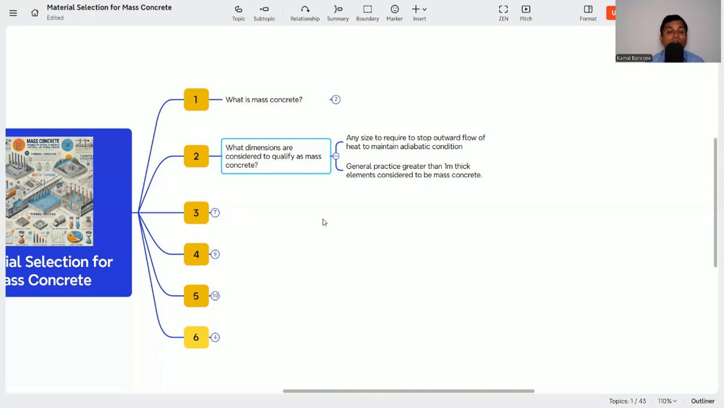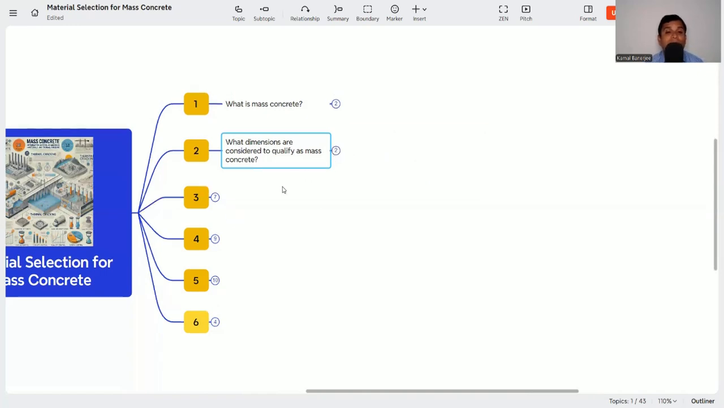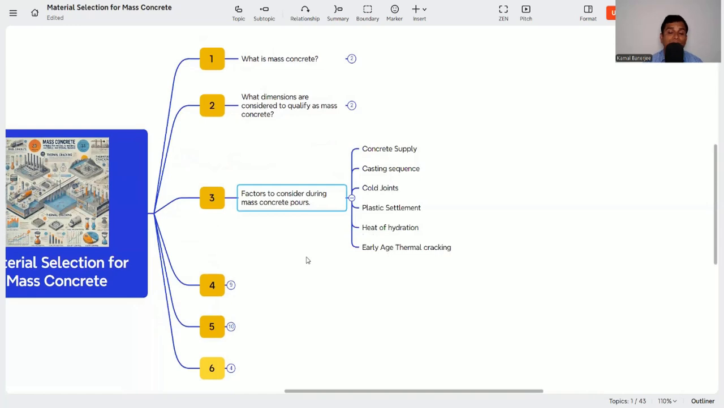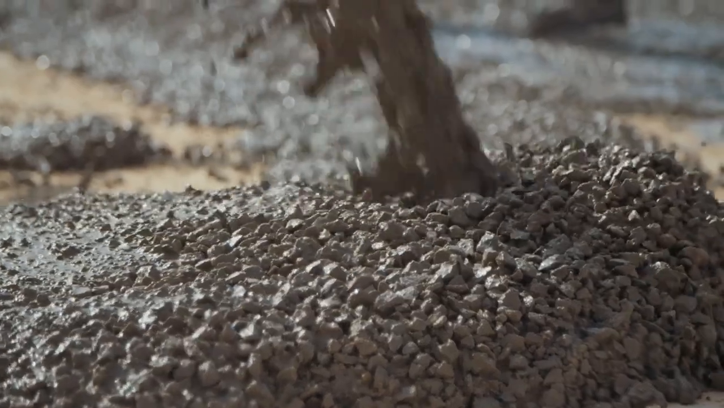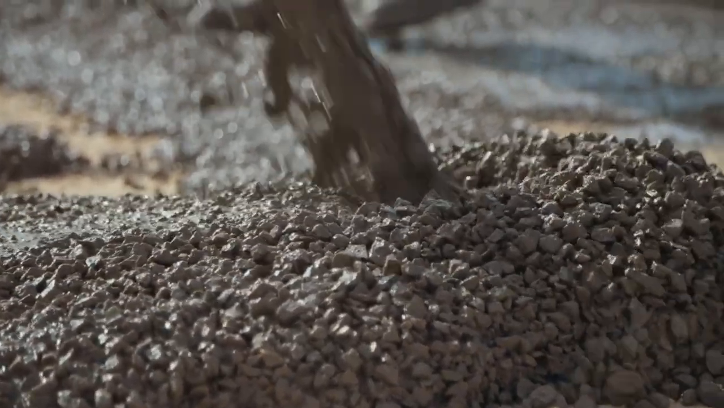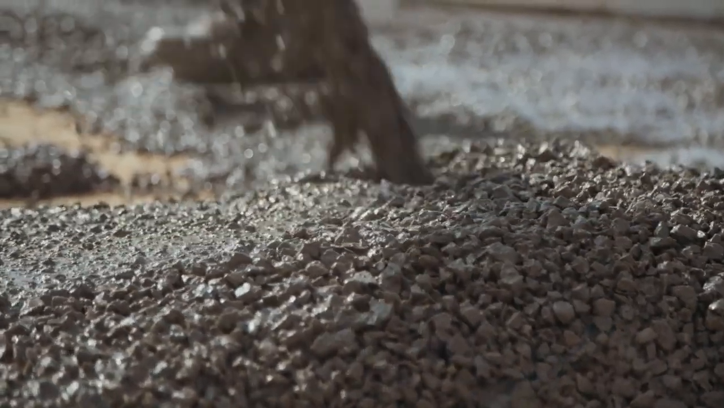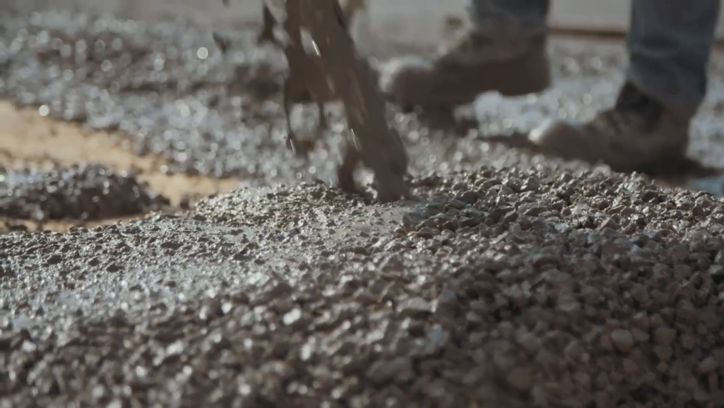Next is what are the factors considered during mass concrete pours. Now it is very much dependent on what factors we should consider whenever we are considering the mass concrete pour. First is the concrete supply. That should be continuous concrete supply. We cannot keep the concrete open. Then the casting sequence. What will be the casting sequence? That is also a minimum evaluation criteria for the mass concrete.